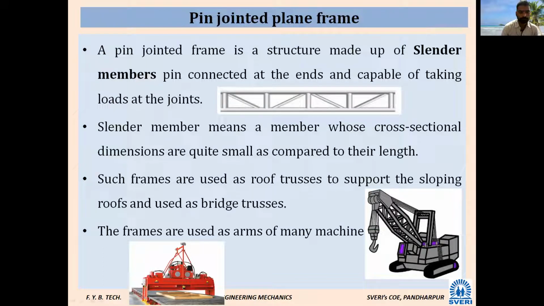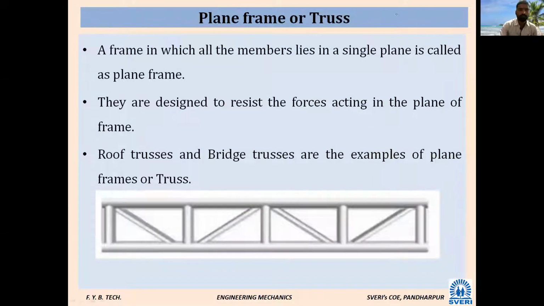Have you written? Yes, sir. Written. Plane frame or truss: a frame in which all the members lie in a single plane is called as plane frame.